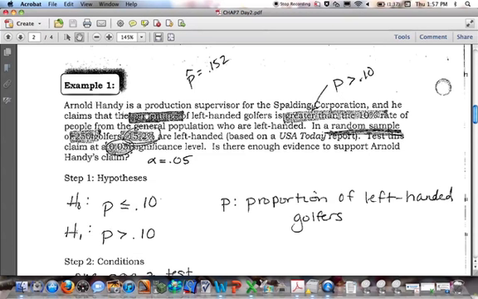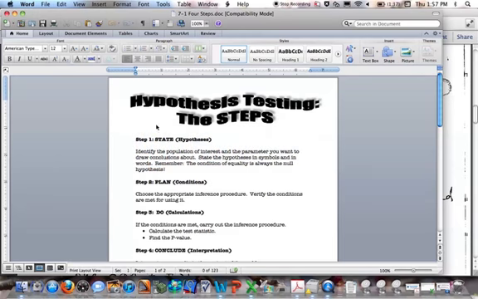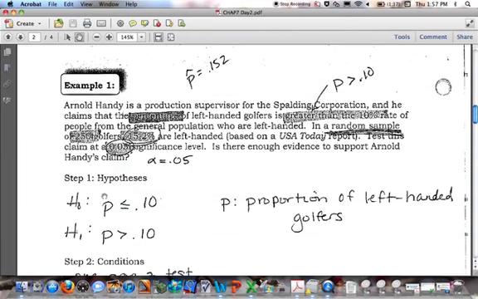So like I told you back here, you are going to state your population of interest. You're going to state your hypotheses in symbols and in words. So over here, what I've done, I've got p greater than 0.1. That does not have an equal sign in it, so it is going in my alternative. And then I'm going to write out in words what it is. So p is the proportion of left-handed golfers.